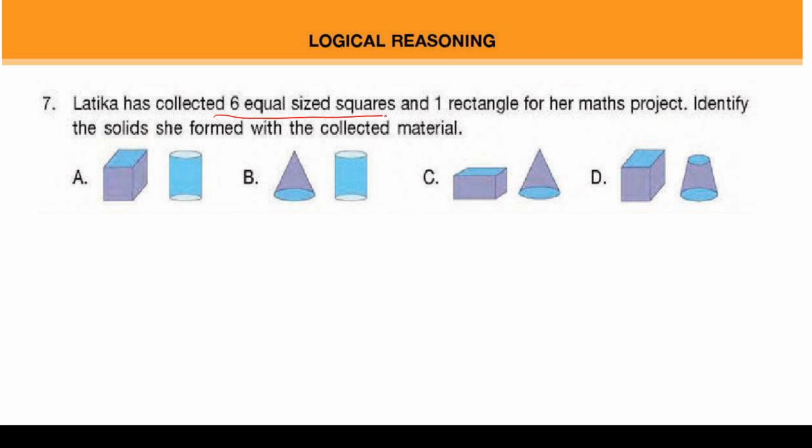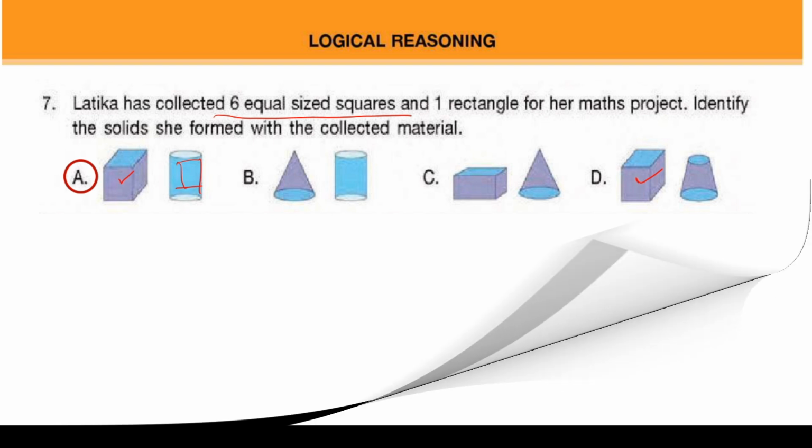So she has 6 equal size squares, and 6 equal size squares form a cube. And then she has a rectangle. So with the rectangle she would form this cylinder. Hence our answer would be option A.